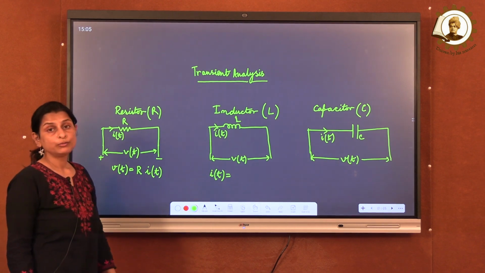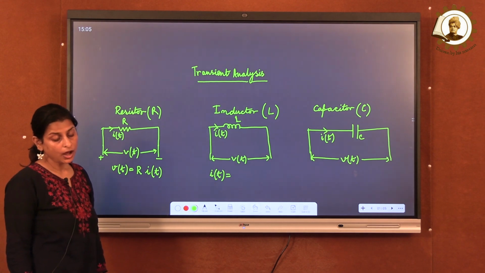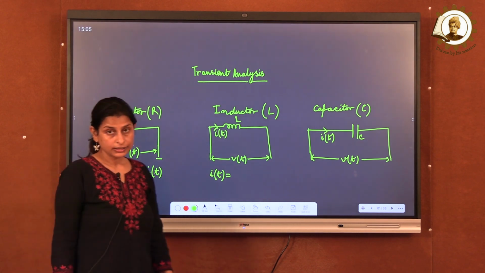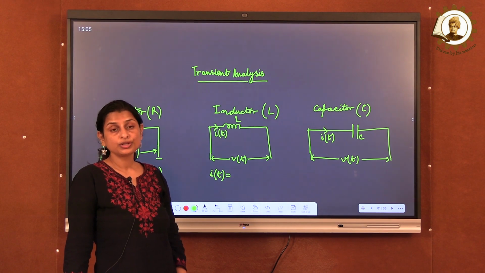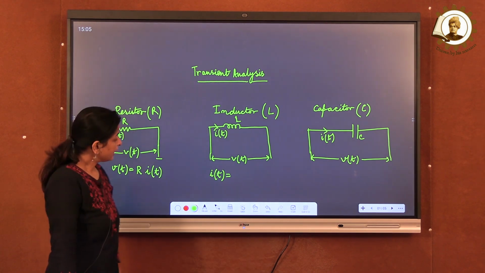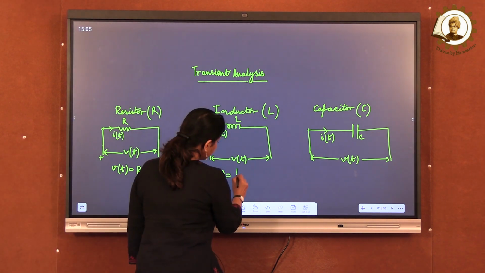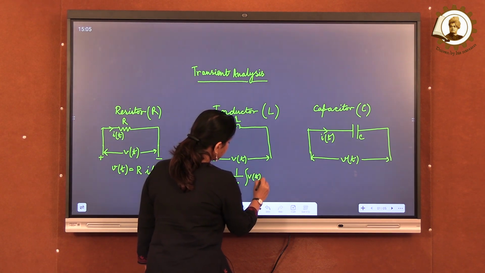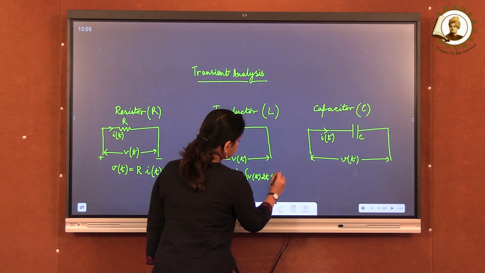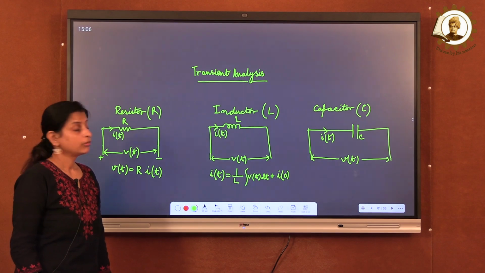So it is just the time domain representation of V equal to IR, that is v(t) is equal to R into i(t). Now if we have an inductor L and we have applied voltage v(t) across it, and the current flowing through the inductor is i(t), then how can we get the current through the inductor? That is given by 1 by L integration of v(t) dt plus I0. I0 is the initial current stored in the inductor.